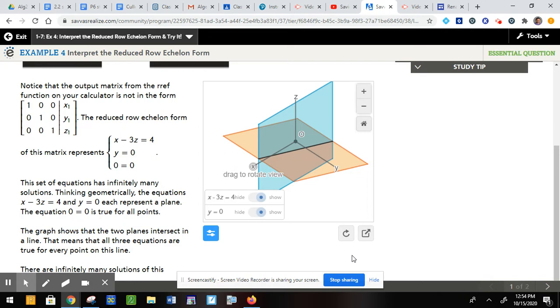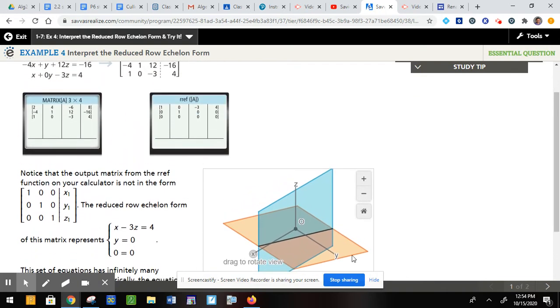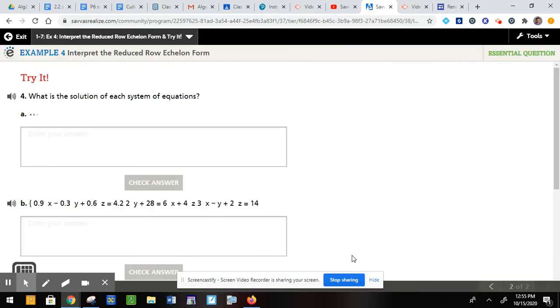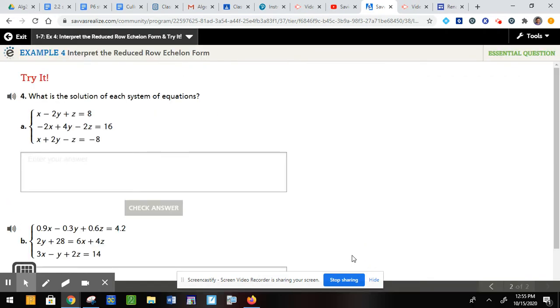All right, so what you should focus on is what it looks like here, and what you got is something that is not the reduced row echelon form. So let's take a look at what's going to happen here. We're going to input that into the calculator just like we did in the last example.